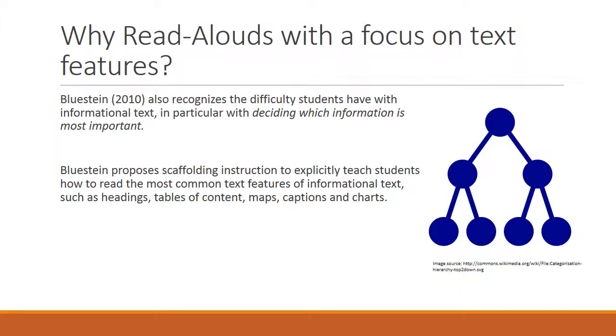Another researcher also recognized the difficulty students have specifically with informational text, and even more particularly with deciding which information is more important. A lot of this difficulty is because of the text structures or text features in informational text, such as headings, tables of contents, maps, captions, and charts. As students are reading, they skip over these things and can't decide where to go on the page. So the author proposes scaffolding instruction to explicitly teach students about these common text features of informational text.